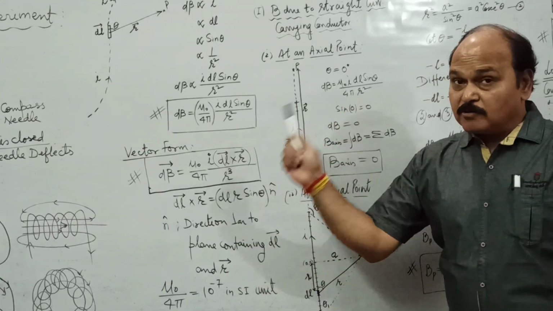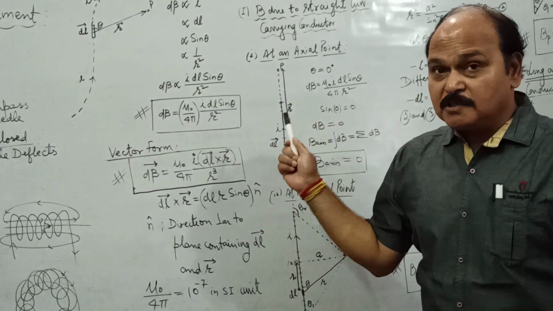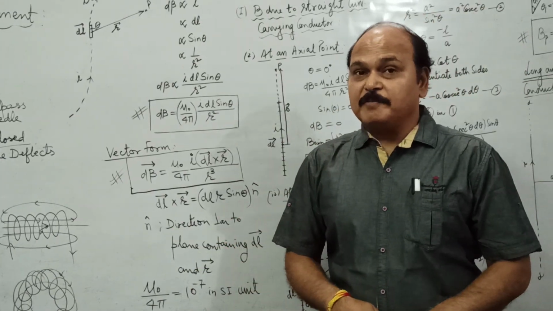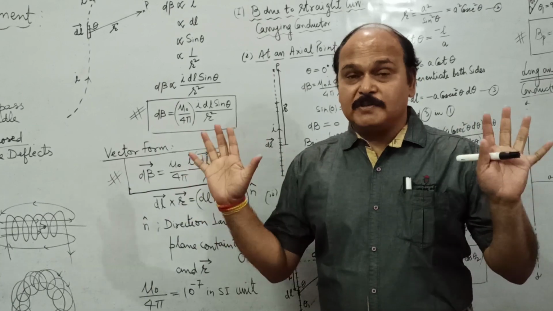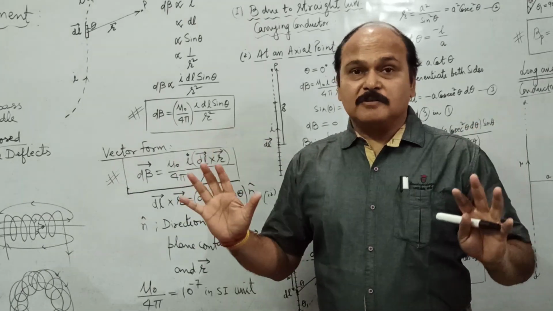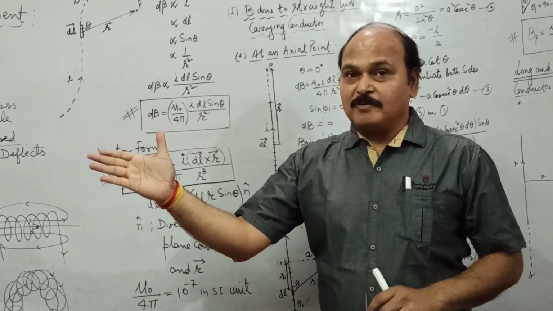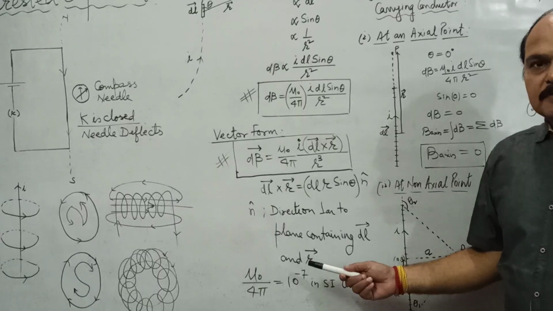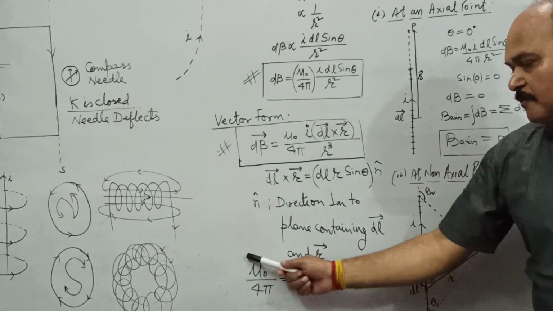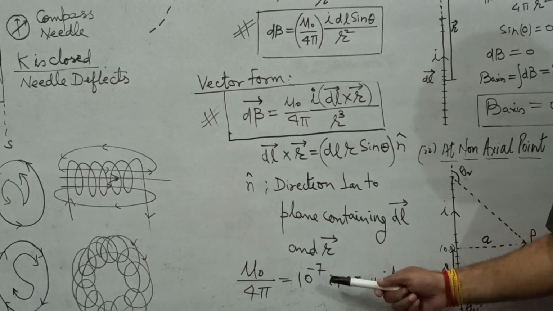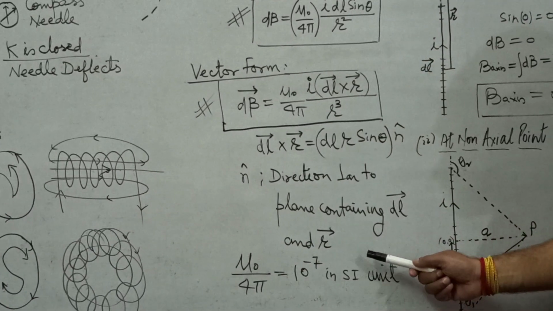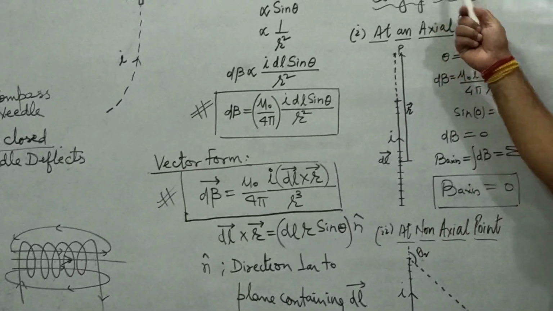But see, we are not going to find out the direction of the magnetic field using this cross product. We are going to find out the direction by the usual laws which we have already understood: Fleming's right hand thumb rule or Fleming's right hand palm rule. The value of the constant mu naught upon 4 pi is 10 to the power minus 7 in SI unit. Now let us switch over to the application of Biot-Savart law.